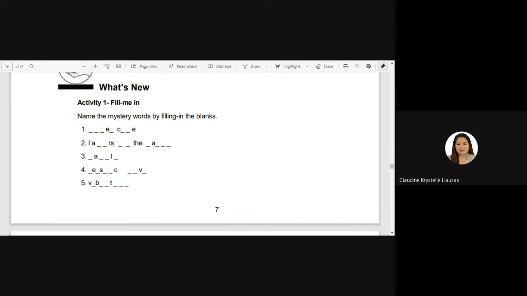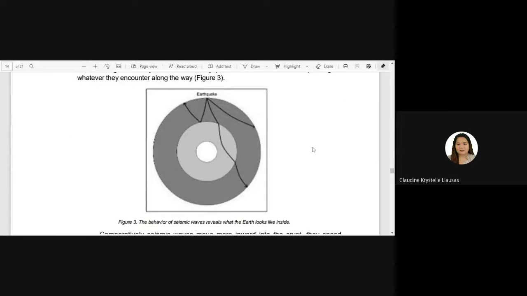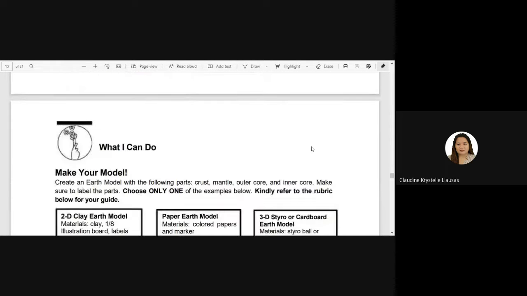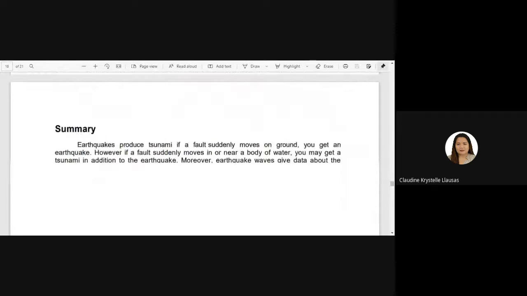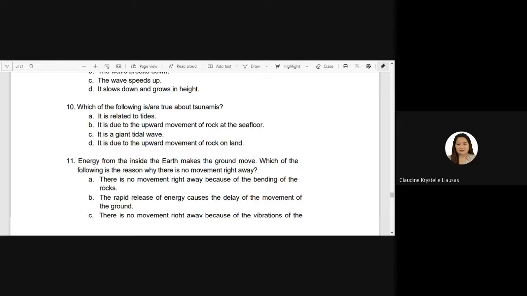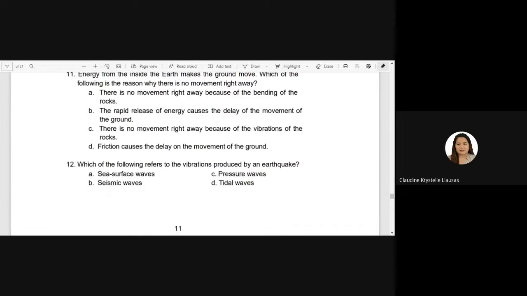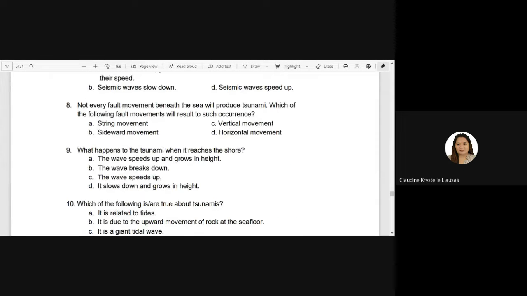Okay, another. Activity 1, what's new? Fill me in. On your answer sheet, you fill out these mystery words by filling in the blanks. Then assessment post-test. Multiple choice, I think it's 15 items. Oh, 12, sorry. So we are done with lesson or module 2. Last is module 3.